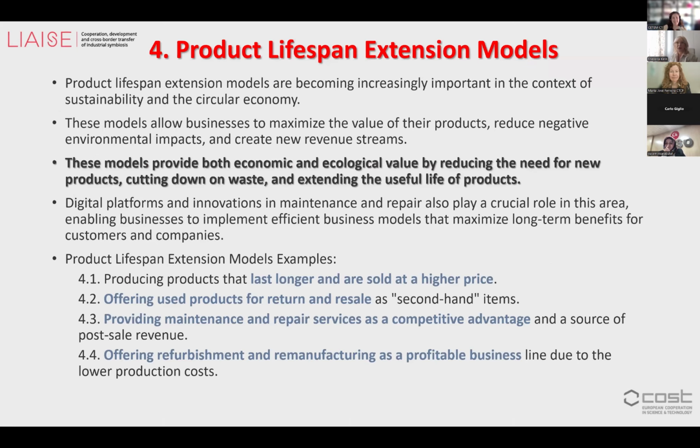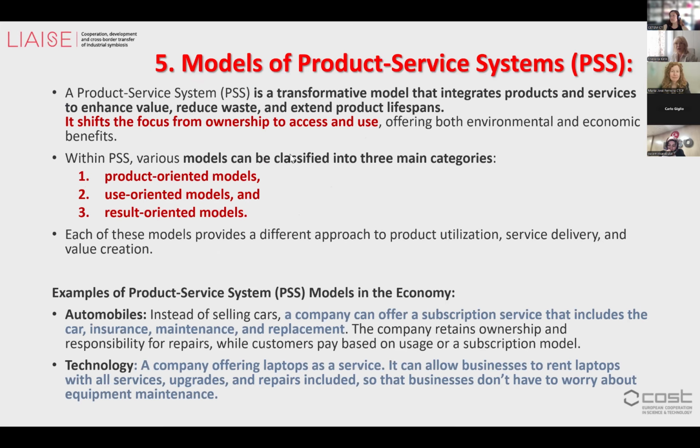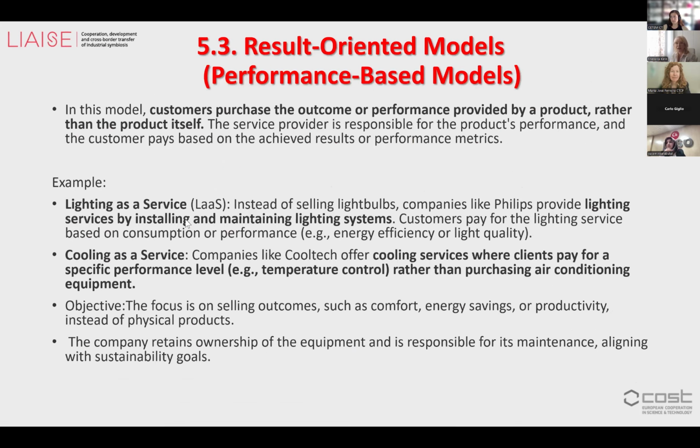Okay. And here are product lifespan extension models. You can see several listed examples: products that last longer at a higher price, offering used products for return and resale, providing maintenance, and offering refurbishment. And here are models and examples of product service systems that could be product-oriented, use-oriented, and result-oriented models, and their characteristics are listed.